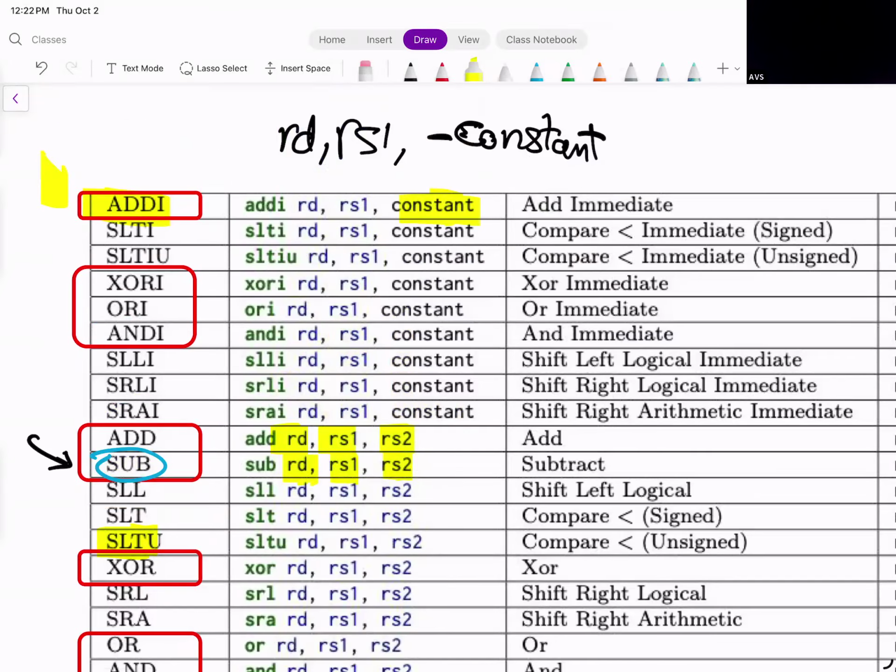So you can put a positive constant, which becomes an add operation. You can put a negative constant, and that becomes a subtract operation.